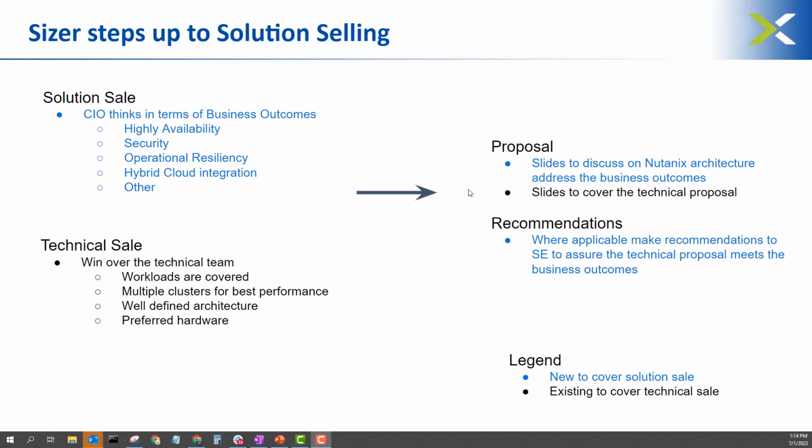And so, a long term popular feature in Sizer has been the notion of proposal. We work with an SE team to bring together a very good slide set, PowerPoint, to go win that technical deal. What I'm going to demo today is enhancing that to include the solution sale. So what do I mean by that? Slides that discuss how our architecture meets business outcomes, like improved security, as an example. Recommendations, where applicable, will advise the SE to select different things in the sizing itself, which again might meet that business need, like improved security. So let me go on over to Sizer and demo this for you.